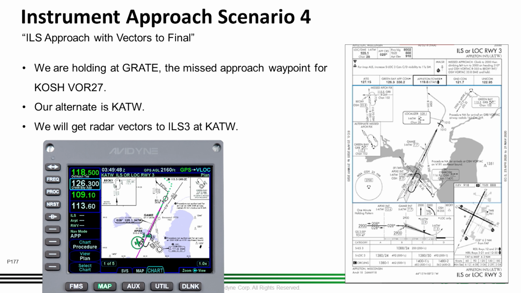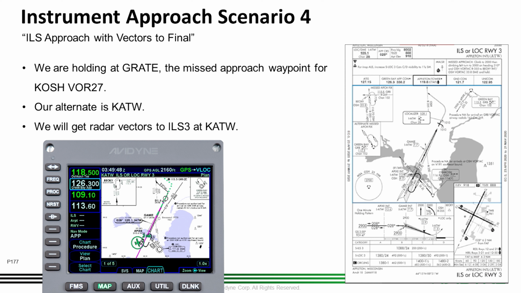In this next scenario, we will demonstrate shooting an ILS into Appleton KATW. This approach picks up where we left off in the previous approach, where we were holding at GREAT for the OSH VOR 27. And now we want to transition from GREAT with radar vectors to the final approach course for ILS runway 3 at KATW, which is already in our flight plan.